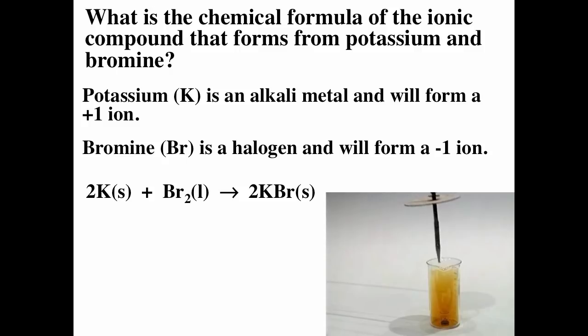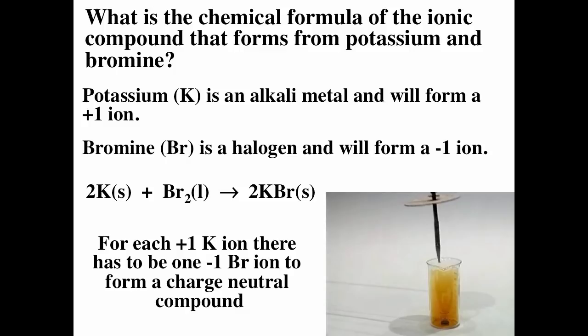Now, I started with elements in their standard state, which is potassium solid and Br2 liquid. Bromine at standard state is a diatomic liquid. And so I balanced the reaction, and I had to put a 2 in front of the potassium and a 2 in front of the KBr. Remember, for a balanced chemical reaction, you have to have the same number and type of atoms on either side.